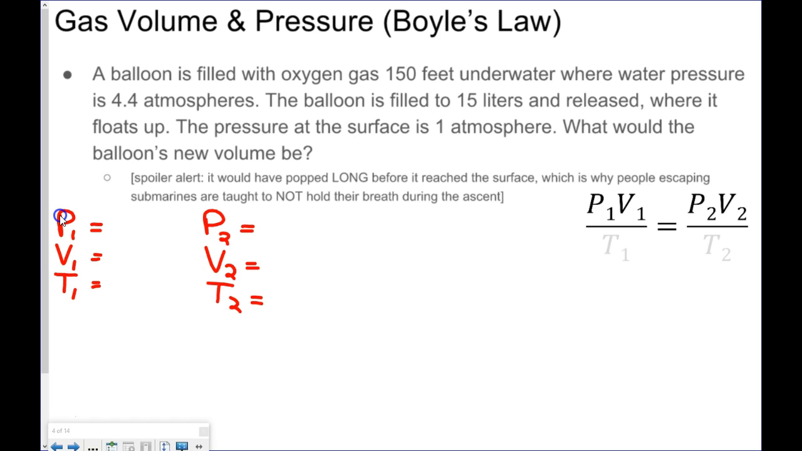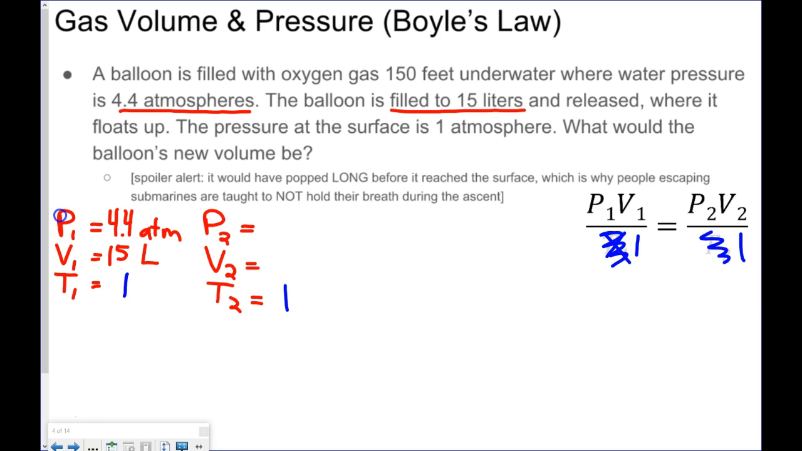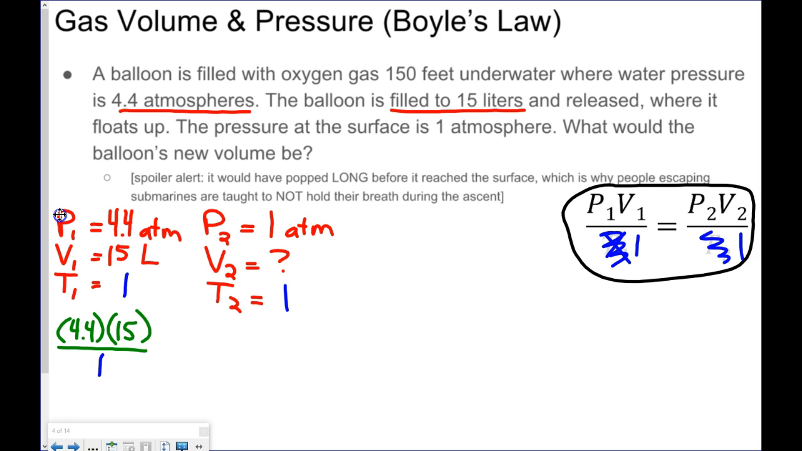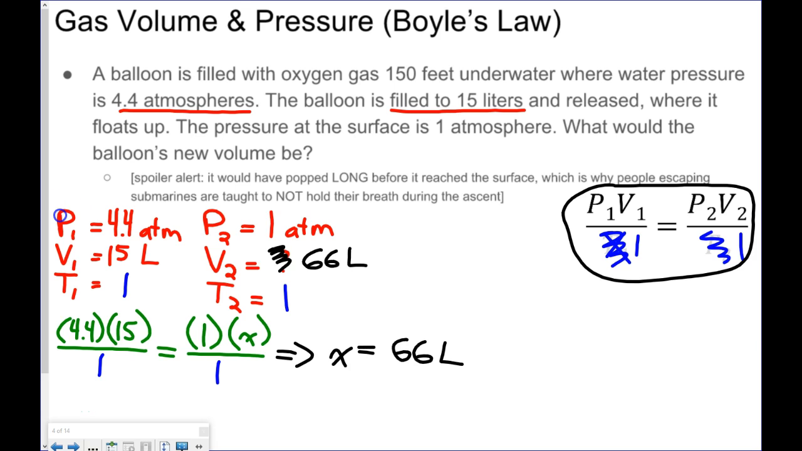So P1 V1 over T1, P2 V2 over T2. In this case here, it doesn't say anything about the temperature, so we're going to assume that there's going to be no change. So just put a 1 there in place of that. So I start at 4.4 atmospheres, and I fill it up to 15 liters. Now my new pressure is going to be only 1 atmosphere. What is the new volume going to be? So I'm going to use my equation here, fill in my different numbers for P1 and V1 and P2 and V2. That is going to work out to be X equals 66 liters. That balloon would have popped. Don't hold your breath escaping from a submarine. It's just not a good idea.